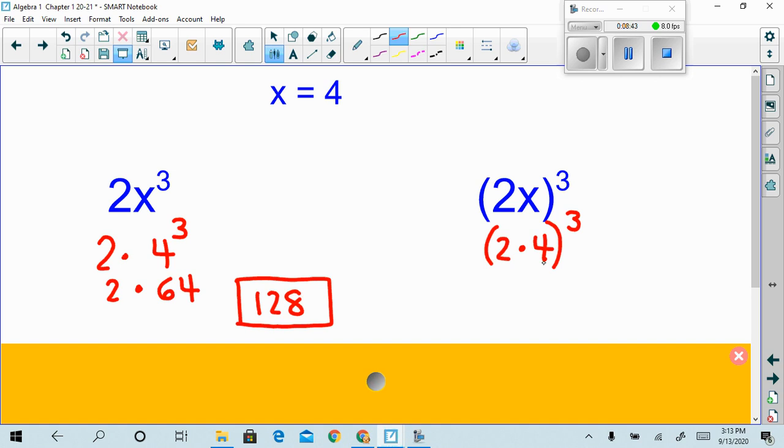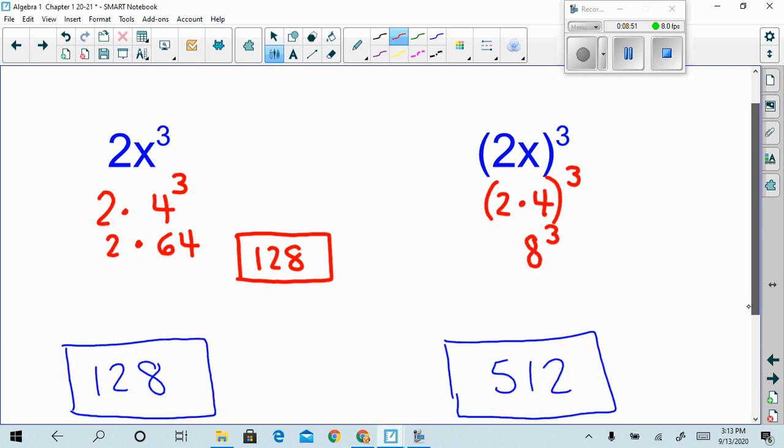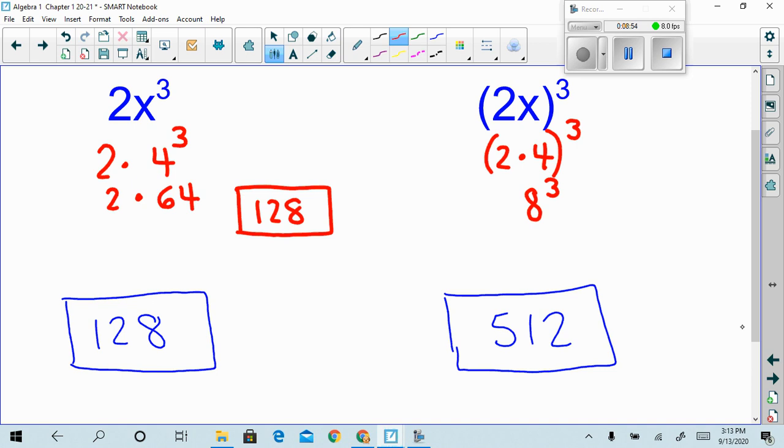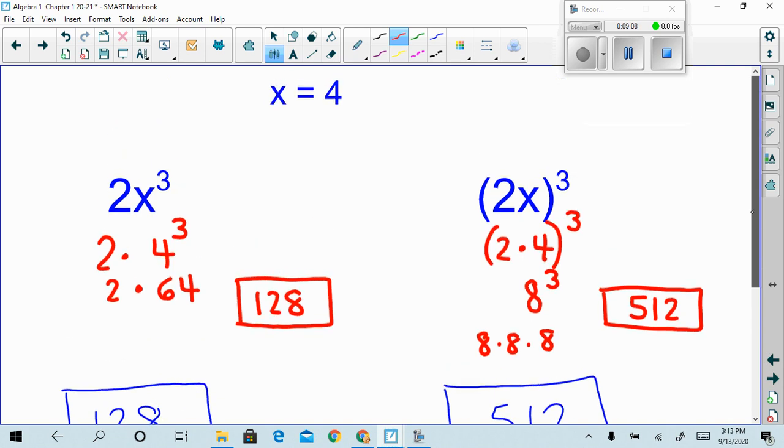I'm going to get 2 times 4, which is 8, and 8 times 3, we're going to see, is 512. Which is just 8 times 8 times 8. This is why I brought this up. This has to be evaluated as 2 times x cubed. This one says let's multiply first, then raise it to a power. This is one that gets confused very easily, so that's why I highlight this type of problem.